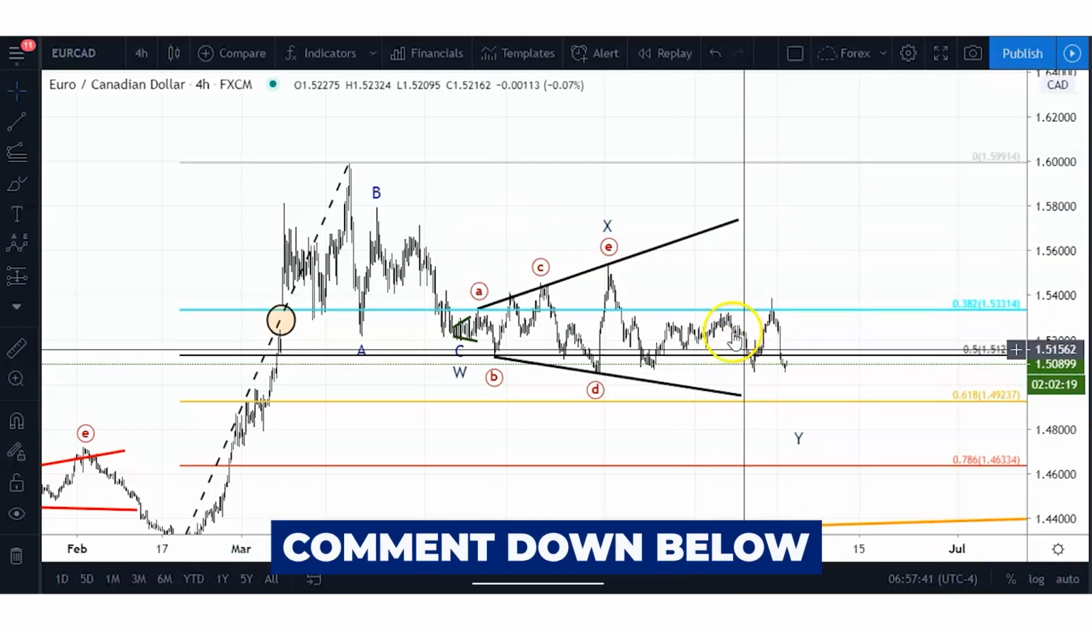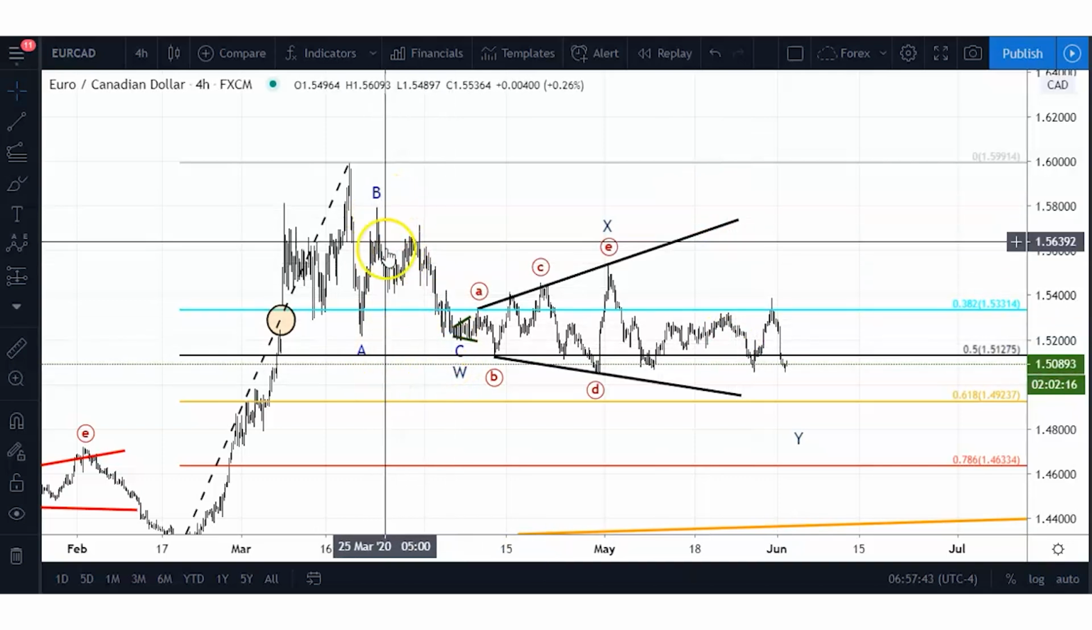So here we have an expanded triangle as part of a correction.